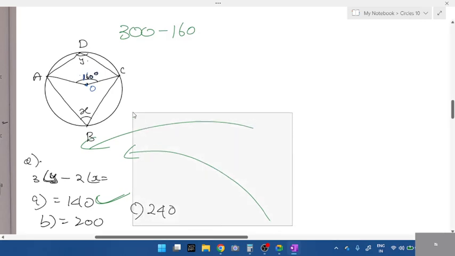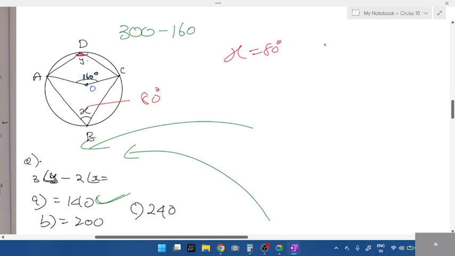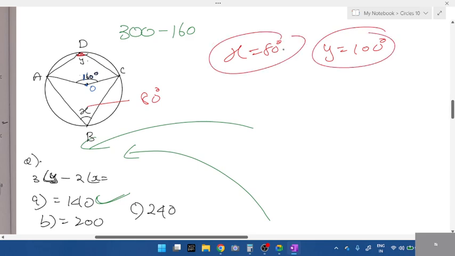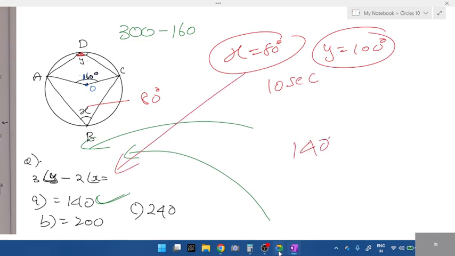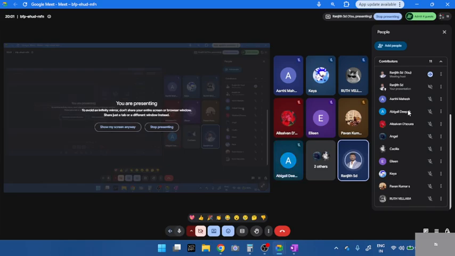Fine. For the board exam, even without solving, students, what is the X value? If this is 160, X is 80. Right? X is 80 degrees. Then what is Y? According to cyclic quadrilateral, 180 minus 80 is 100. You don't have to write anything. This will take 10 seconds if you're thorough with all the concepts. Substitute here. Find the answer 140. So maximum 20 to 30 seconds you have to solve an MCQ question.